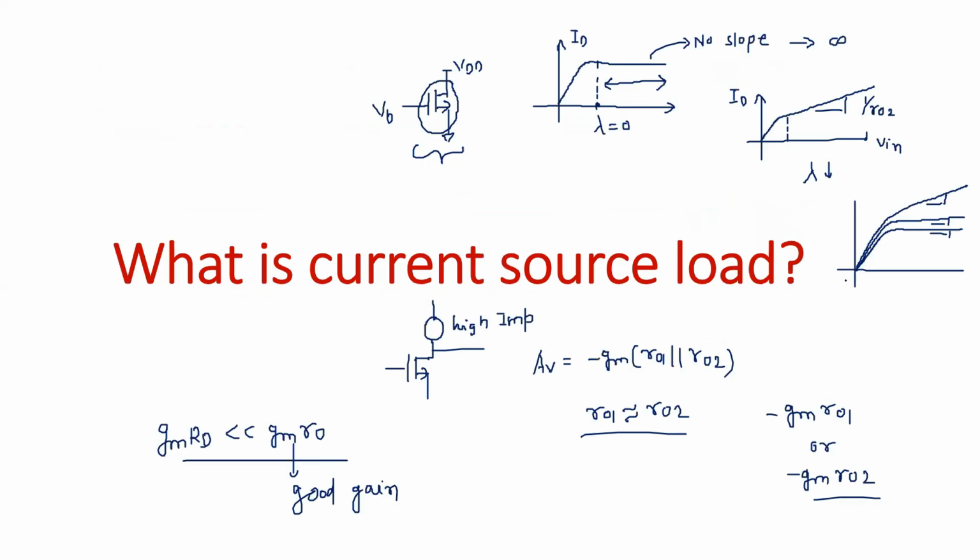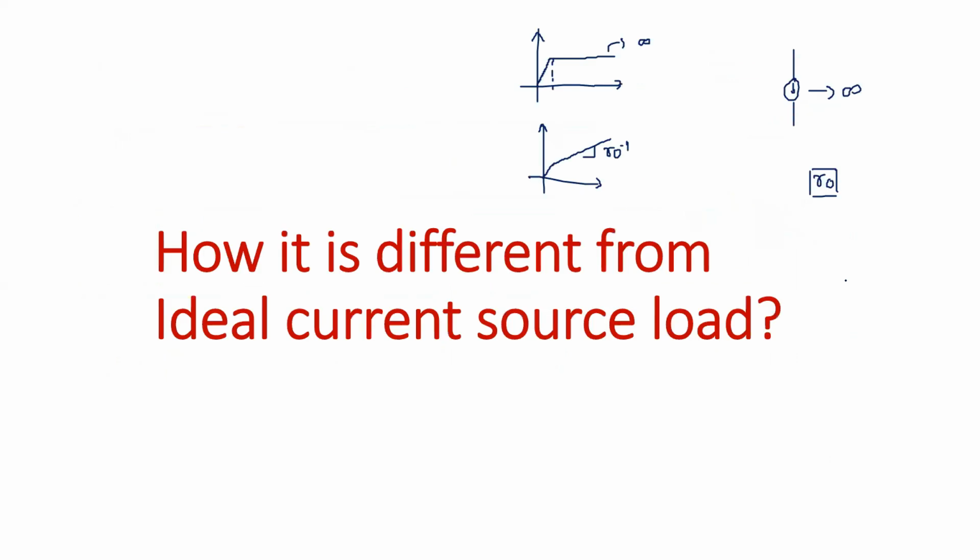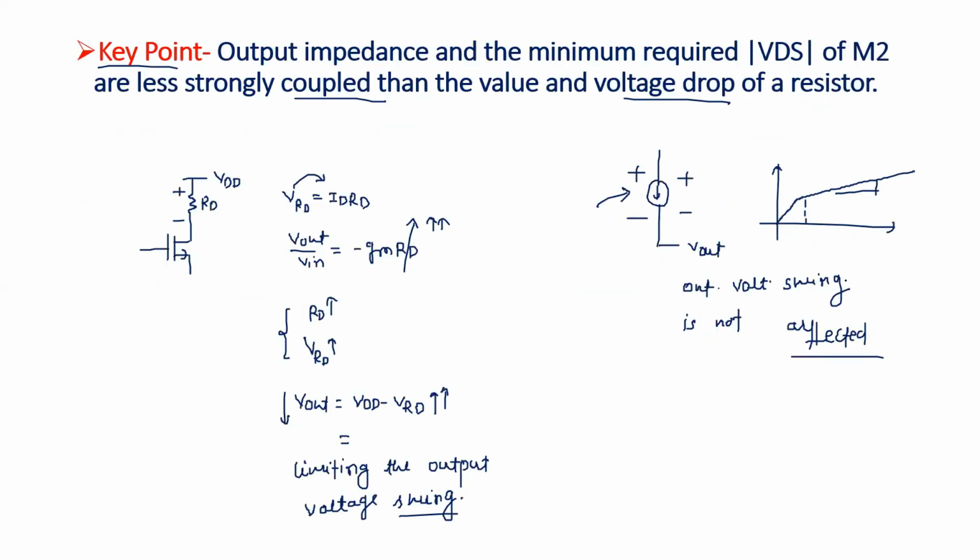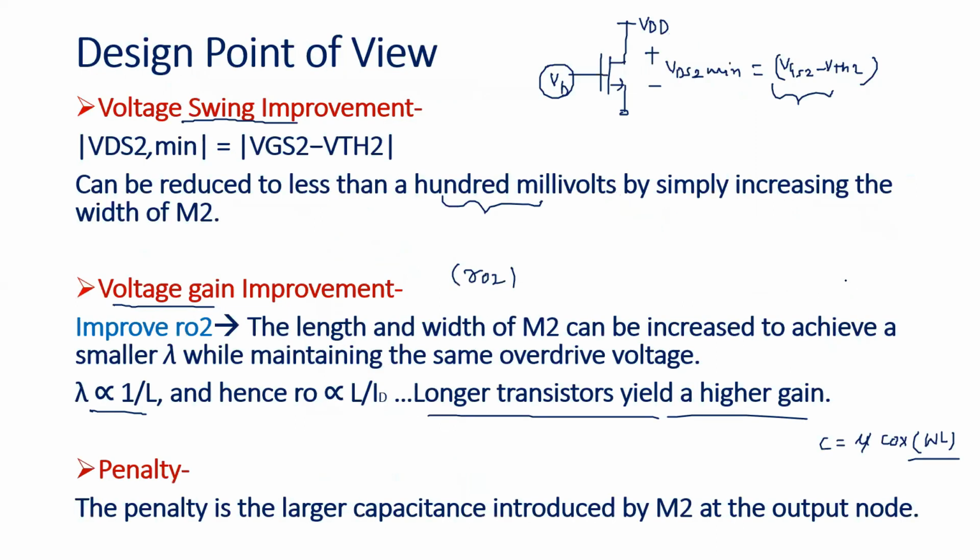And after that, what is the current source load? I tried to explain the current source load. And later on, how it is different from the ideal current source and the practical current source. So I explained this thing here. I mentioned the key point here.